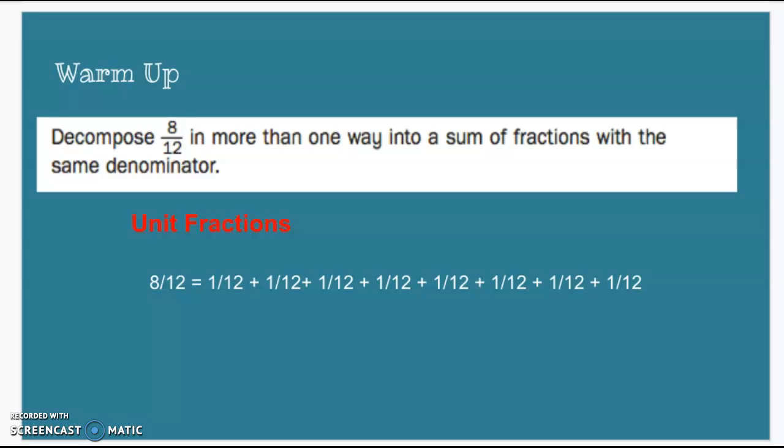But that's not the only way I could decompose 8 twelfths. I could also do something like this. 6 twelfths plus 2 twelfths. I know that 6 plus 2 equals 8, and my denominator wouldn't change when I'm adding fractions. So 6 twelfths plus 2 twelfths would be one way to decompose 8 twelfths. Nice work. So we did a lot of work last week with adding fractions.